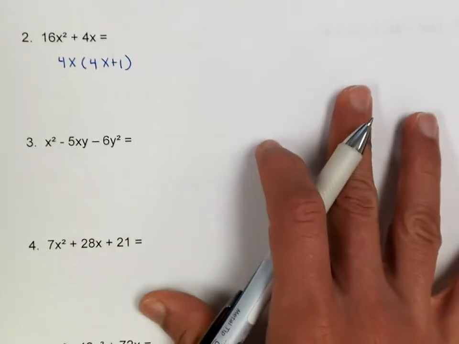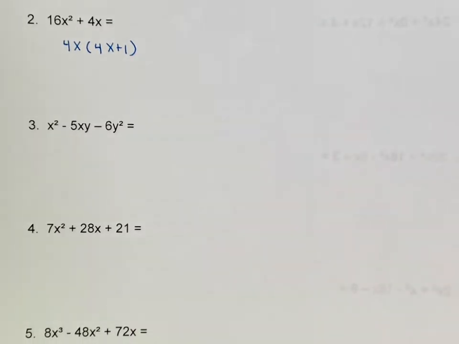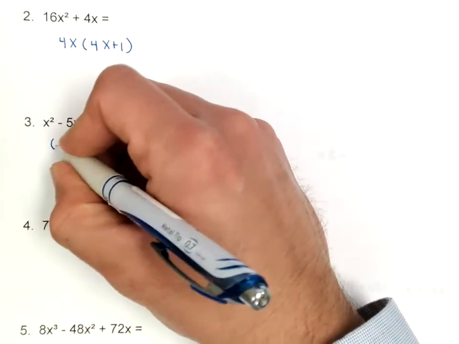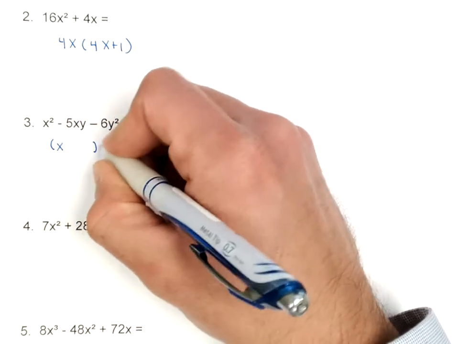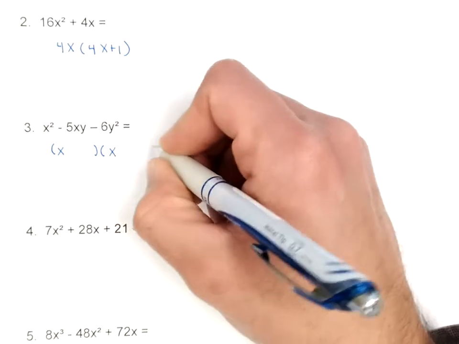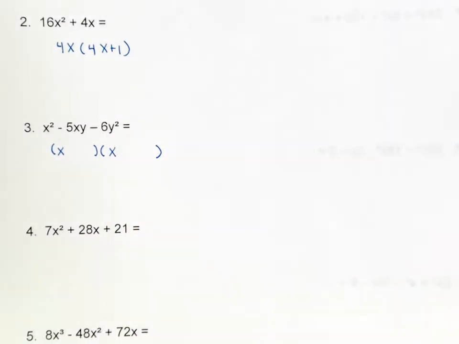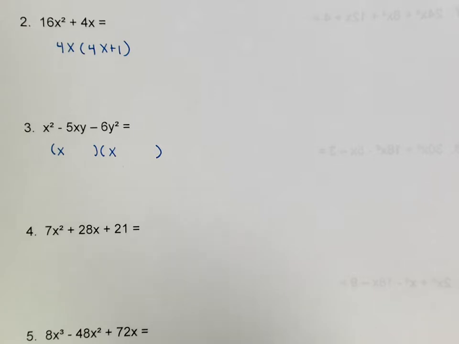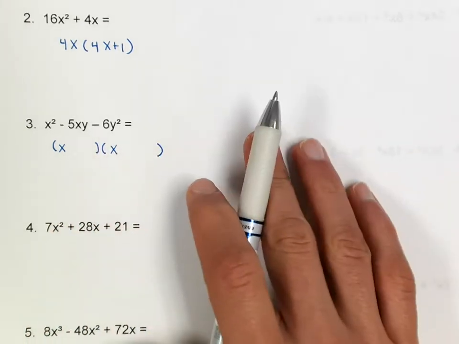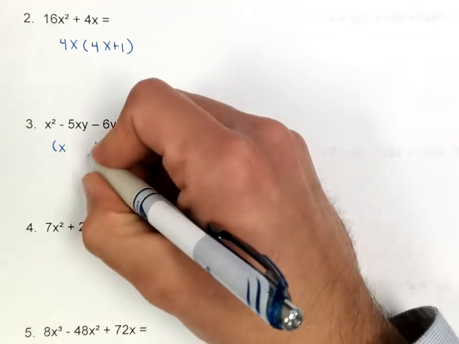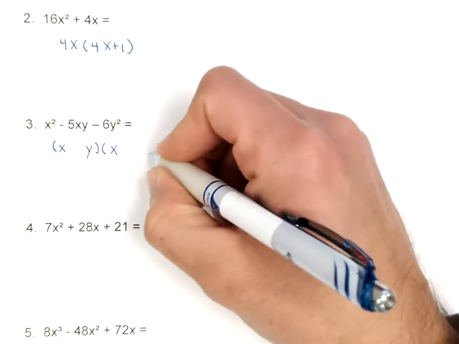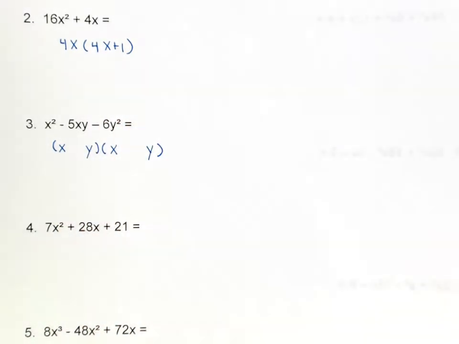On number 3, look for your greatest common factor. In this case, there's not one. Your very next step is to try to factor this quadratically, and by that I mean we need to have two parentheses, one with x, one with x. The only thing that makes a difference here is that you have a y term. So all that it's going to do is give you a y and a y here, but everything else works out the same.